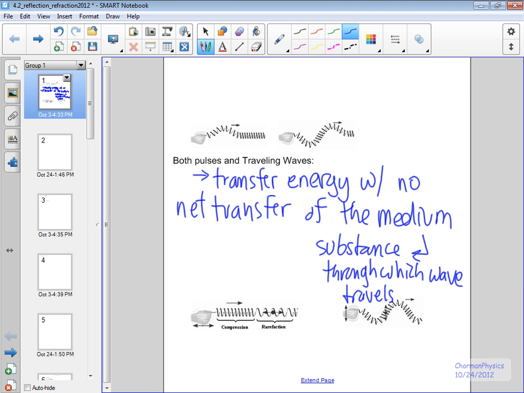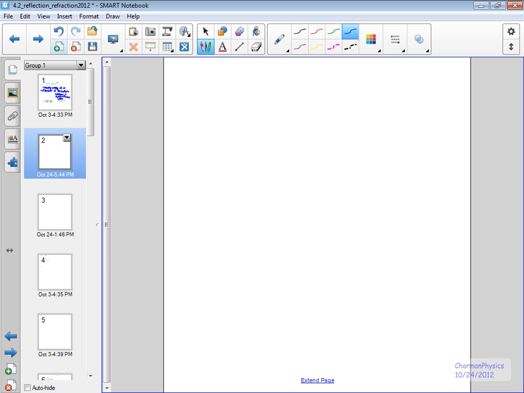Right, and we have a couple different types of waves. We have mechanical waves and electromagnetic waves. Those are two ways that we can compare. A mechanical wave requires a medium to transfer energy. An electromagnetic wave does not require a medium to transfer. An electromagnetic wave is light. We're going to talk about that in a little bit.